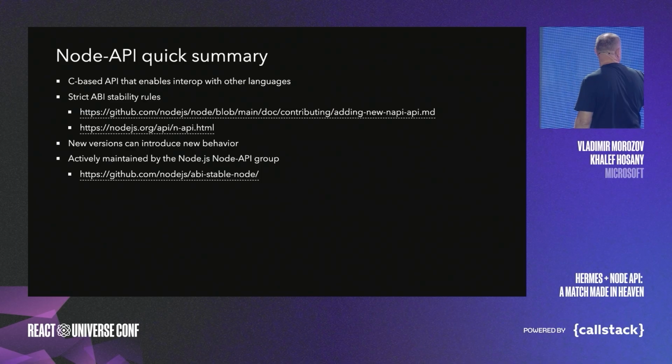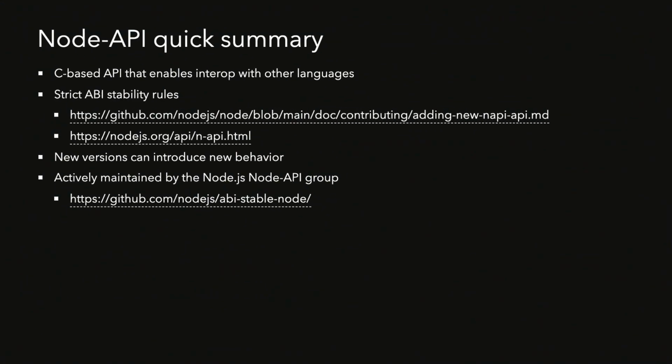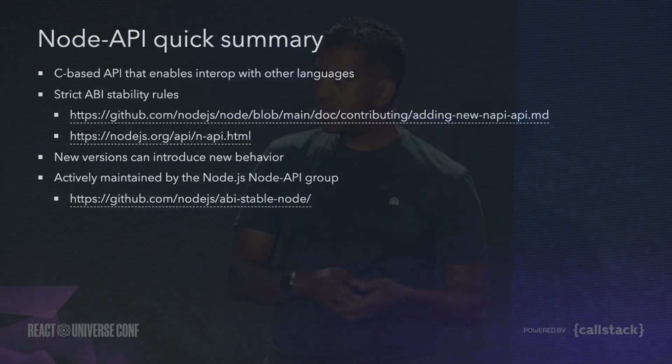Just as a quick summary: Node API is a C-based set of APIs. It has strict rules about supporting ABI stability. It can introduce new behavior when new versions are introduced. And it's actively supported by the Node.js Node API group. That's a group that meets once a week, and Vladimir is a member of it as well. You're welcome to join it too if you're interested in contributing to the effort.